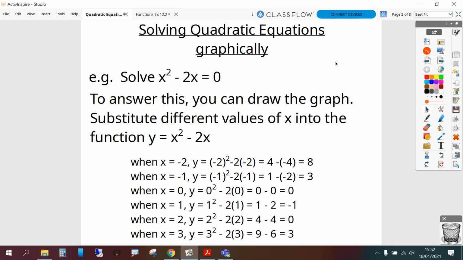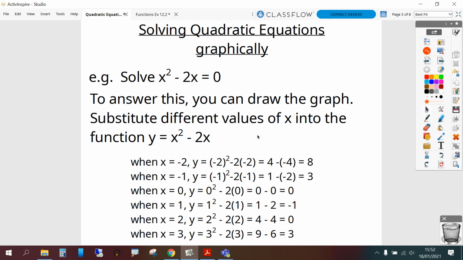So, to solve a quadratic equation graphically, such as x squared minus 2x equals 0, we need to draw the graph. So to do this, we substitute different values of x into the function of y equals x squared minus 2x.